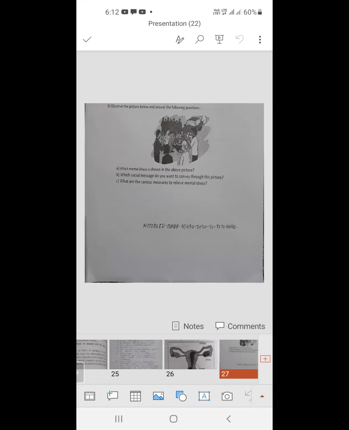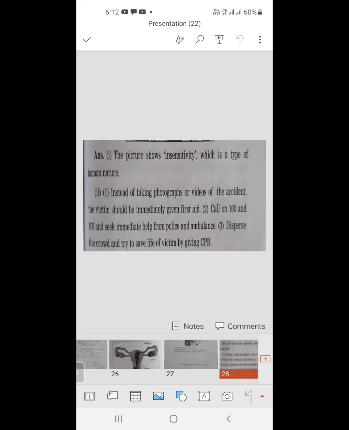Which mental illness is shown in the above picture? Second question: which social message do you want to convey through this picture? And the last one: what are the various measures to relieve mental stress? If you answer these 3 questions, then also you can score 5 marks for question number 4. So what are the answers?